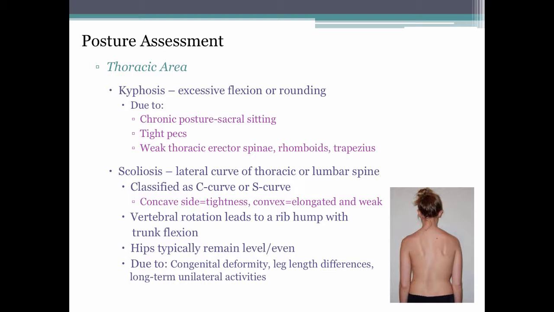You may remember back in elementary school, you would have scoliosis screenings where you had to take your shirt off, which terrified me as a kid, and bend forward. They're looking for that telltale sign of that hump. The hips will typically remain even or level, and this is typically a congenital deformity. It's not a postural issue, but it's something that we want to be mindful of and look for.